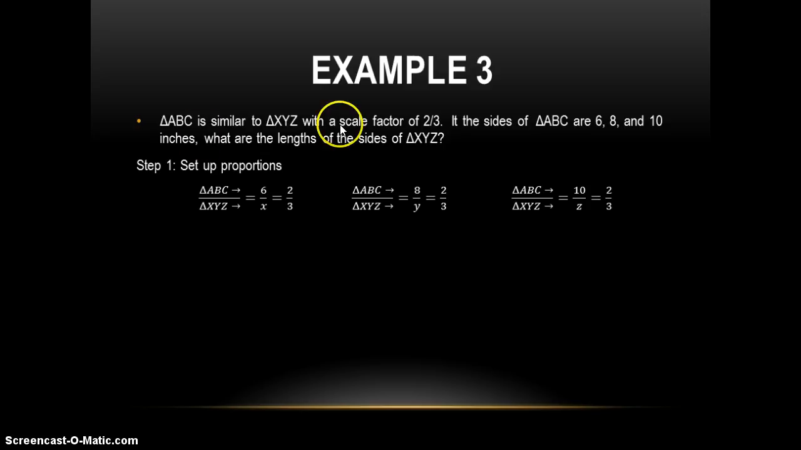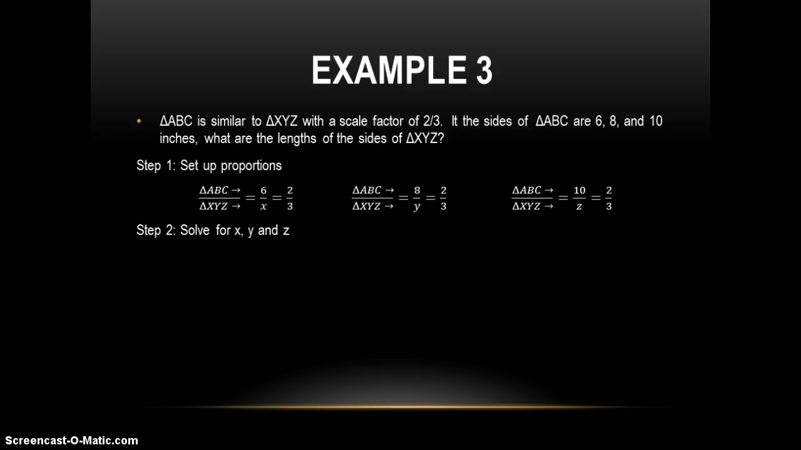So what we did is we took each side length of ABC right here. We put 6 over X because that's what we're trying to find. And then we have our scale factor 2/3. Same for here and same for here.